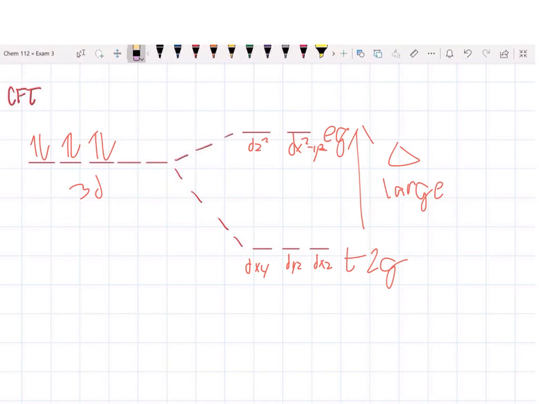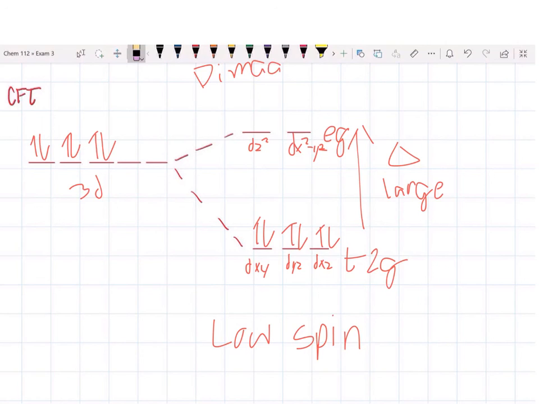Now the electrons would move down here, which gives it a low spin because it is a strong field ligand. And it would take a lot more energy to move an electron up to one of these spaces. This species is going to be diamagnetic because of the paired electrons. And the splitting energy is a lot greater than the pairing energy.